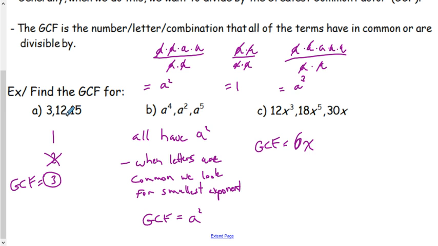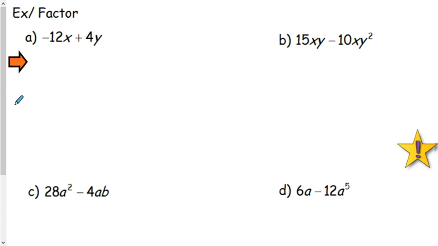Here we go. Let's do a little bit of factoring. My first one, negative 12x plus 4y. Well, what's a number that I could take out of each of them? Looks like they're both divisible by 4. 12 is divisible by 4, and so is 4. Since 4 is one of the numbers, that's got to be our greatest common factor.